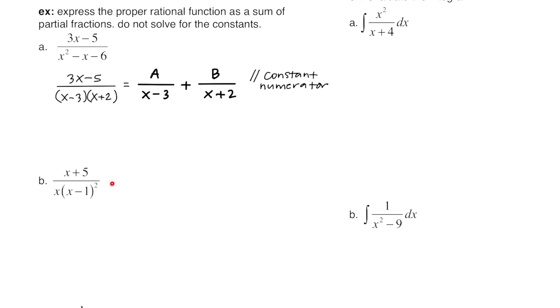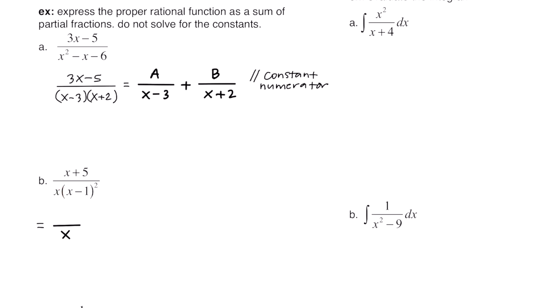For part B, again, this is a proper rational function. The numerator has a degree of 1. And technically in the denominator, because we have this x squared times another x, the degree in the denominator is 3. So this is also a proper rational function. This denominator is already in factored form. So first I want to look at this factor right here, just x.